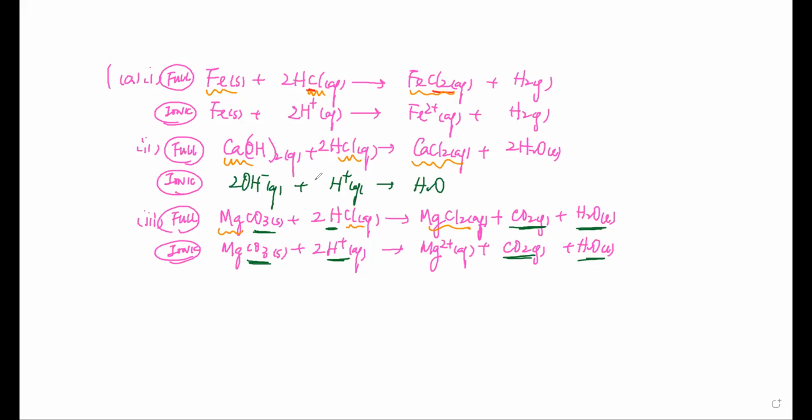But you may find it as 2, 2, 2, right? So what should I do? Cross them out. Yep, simplify it. And you change it to hydroxide ion plus hydrogen ion to form water. So this is a practice of writing the full equation and the ionic equation. Any questions so far?